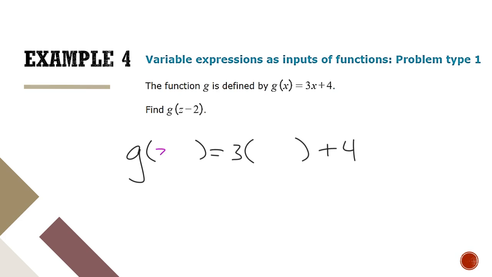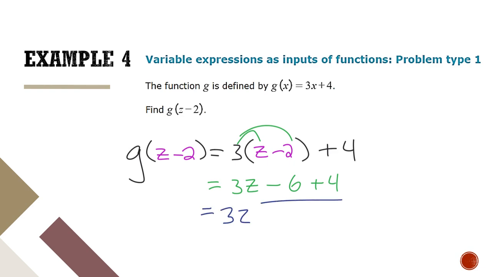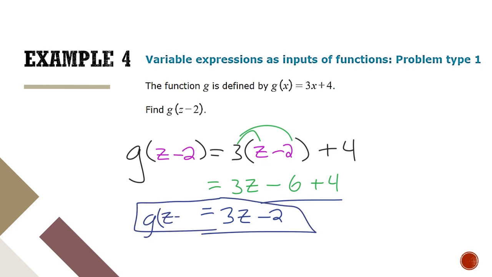Again, I am plugging in z minus 2 to this. And then I just have to do some algebra, like distribute here. So we get 3 times z and minus 6 plus 4. Combine my like terms of those. So we're left with 3z minus 2 as my final answer for g of z minus 2.